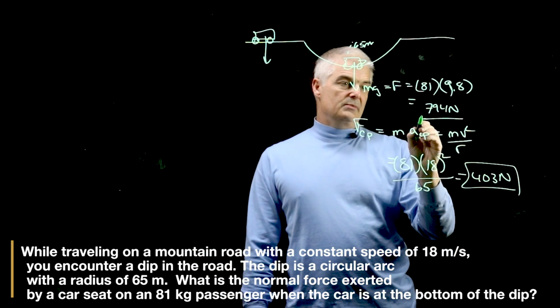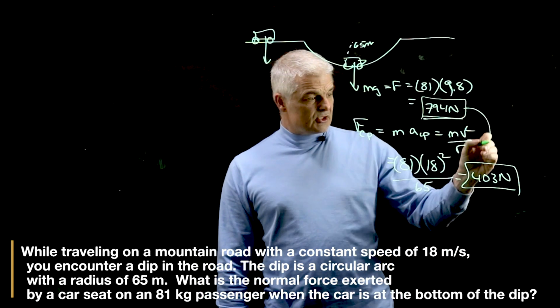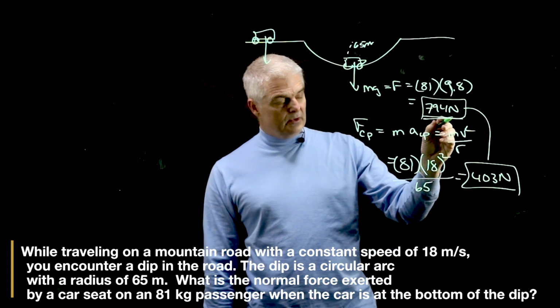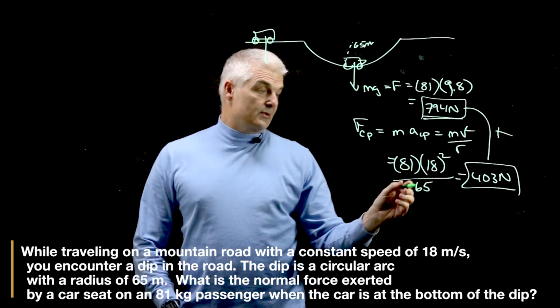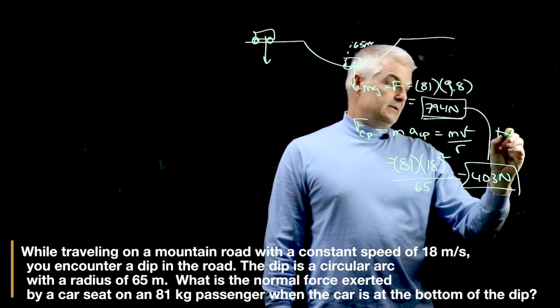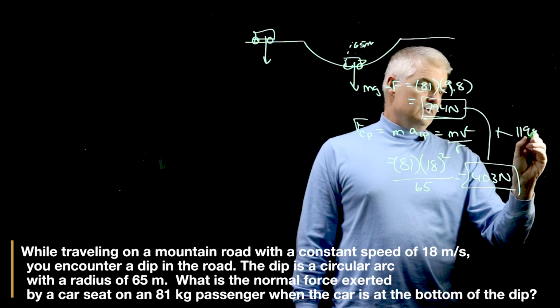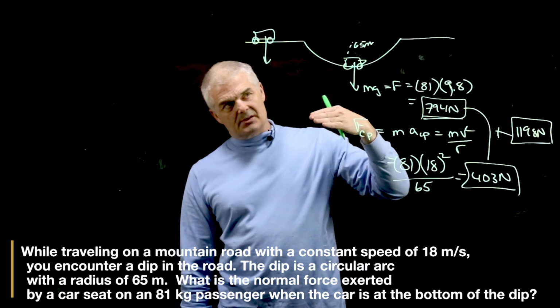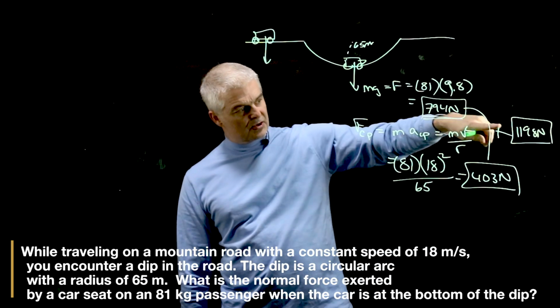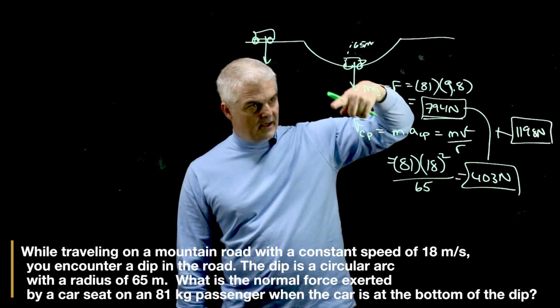So what's the answer going to be? At the bottom, that's actually quite a bit. He normally weighs 794 newtons. We add these two numbers together and come up with 1,198 newtons, about 1,200 newtons. And you've experienced this. This is actually the principle of a roller coaster: you're going to feel heavier at the bottom of the arc.